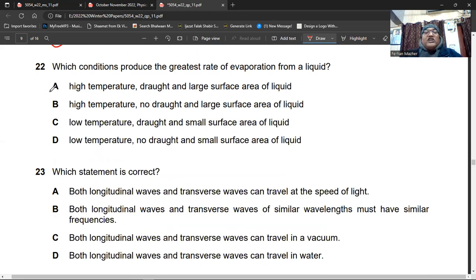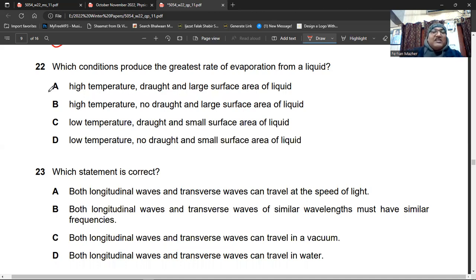Question number 22, which conditions produce the greatest rate of evaporation from a liquid? To get the greatest rate of evaporation, the temperature should be high, and there should be air draught and a large surface area of the liquid.